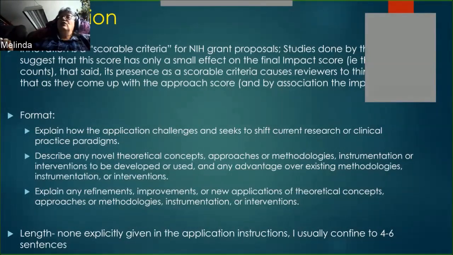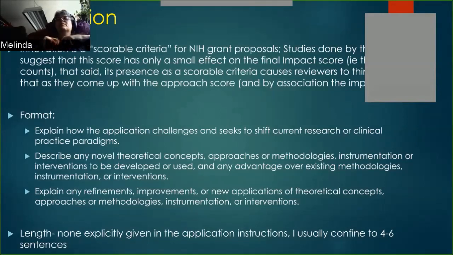Innovation is what they call the scorable criteria. I'll go through scoring in great detail in another class, but there are 5 criterion scores, where the reviewer is asked to say, on a scale of 1 to 9, is this a really good thing or a really bad thing? The criteria are innovation, approach, environment, investigator, and there's another one that I just drew a blank on.